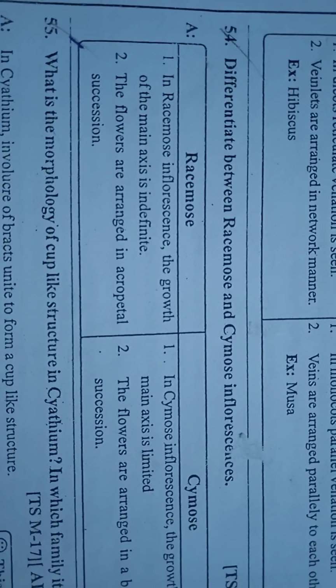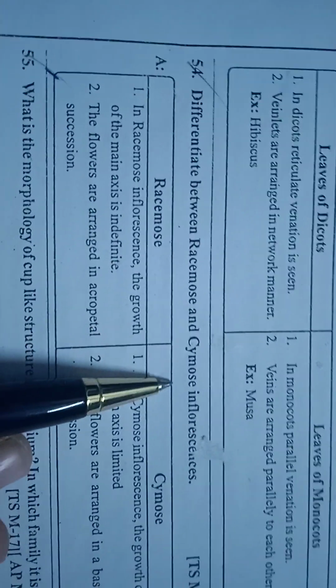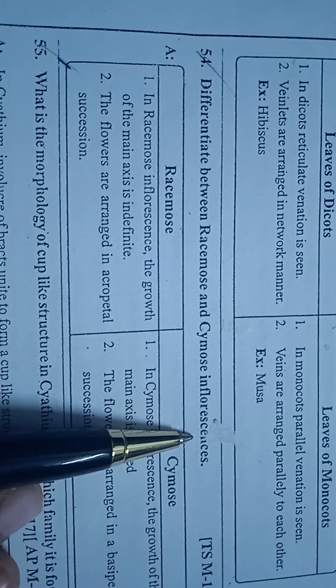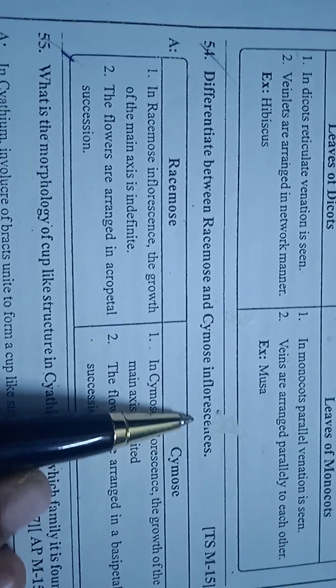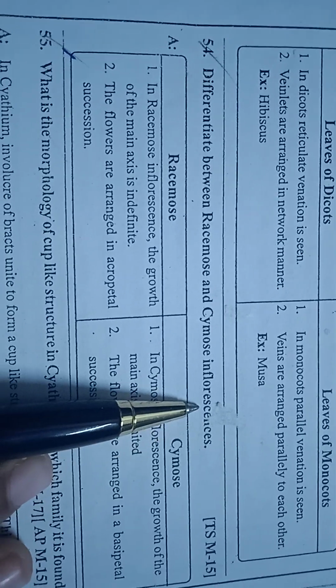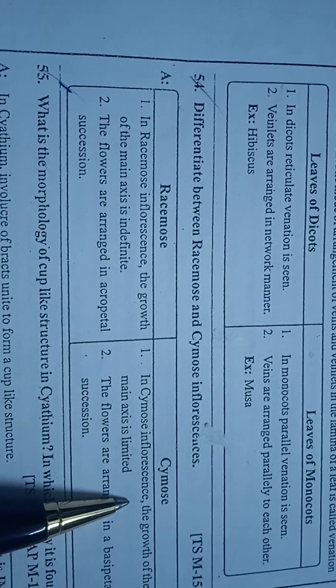Differentiate between racemose and cymose inflorescence. Racemose and cymose inflorescence. What is meant by inflorescence? Inflorescence means arrangement of flowers. See here, racemose inflorescence, cymose inflorescence.